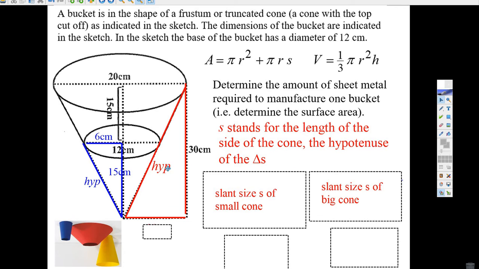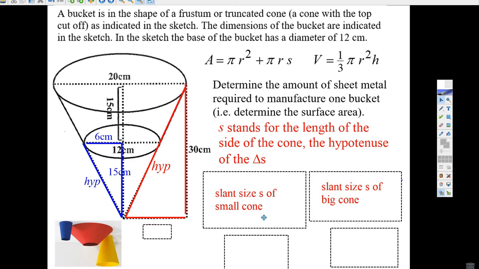You've got to figure out the hypotenuse of the big cone, and you've got to figure out the hypotenuse of the little cone, because you're going to find the surface area of the big cone and the surface area of the little cone. So you might want to stop the video and just see if you can do that. Can you figure out those hypotenuses? Just give it a try.